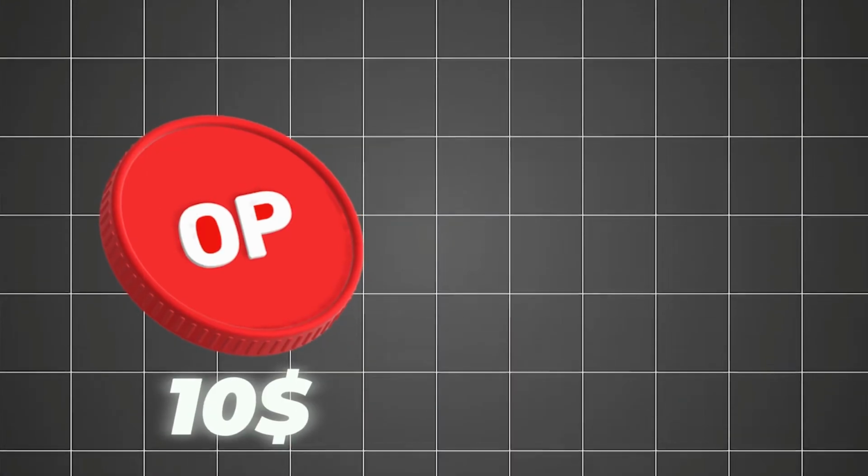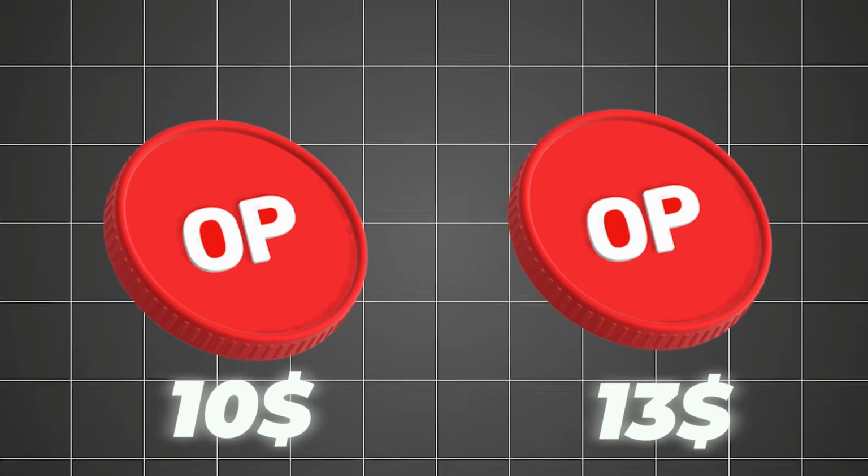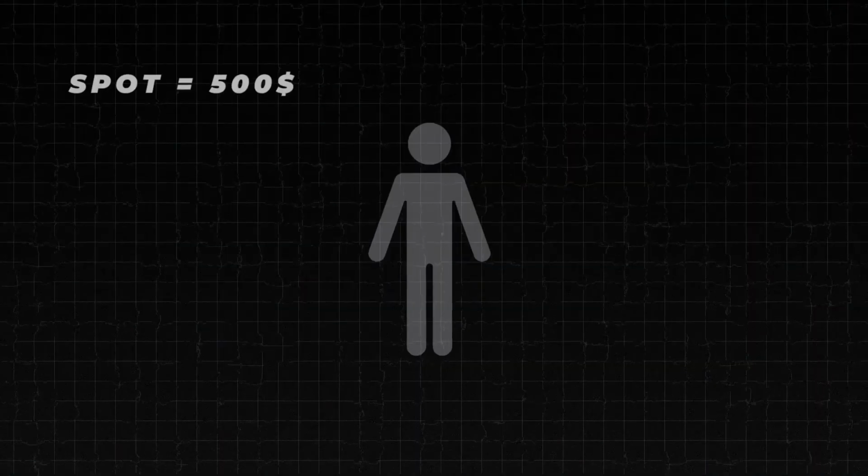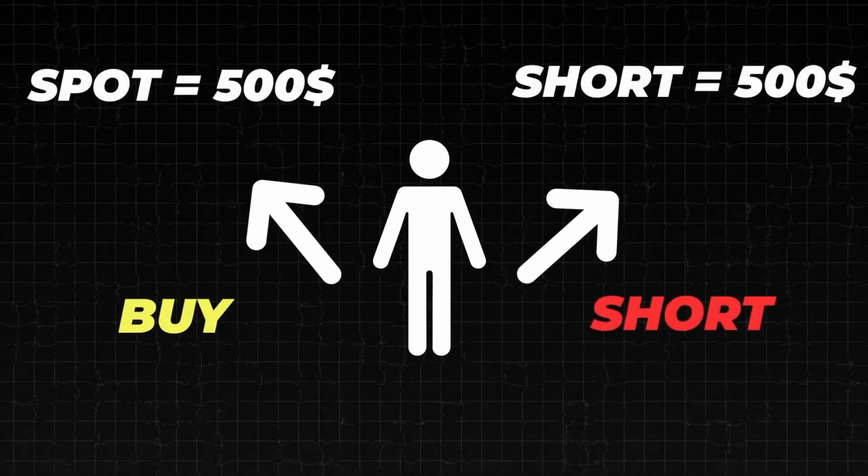Its essence is extremely simple. The same token can have different prices on different exchanges. Let's say a certain token, let's take Optimism as an example, costs $10 on one exchange and $13 on another. So where it costs 10, we buy it on spot or go long. Where it costs 13, we short it. And accordingly, we lock in this spread in advance.